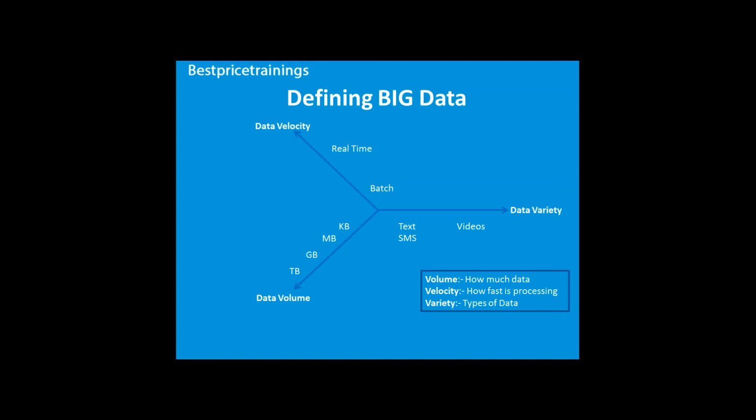After that, it comes to the data velocity part. Initially, at the start of the IT industry, we had a batch processing kind of environment. We had some data, and we could process that data in non-business hours. But now the situation has changed and we need data on a real-time basis for better prediction and better usage as well.